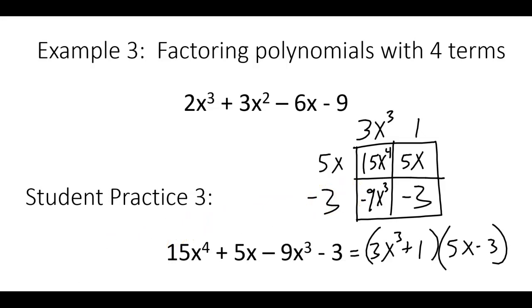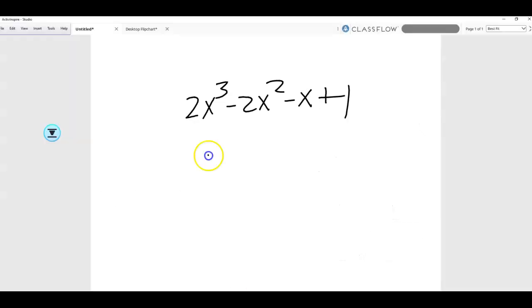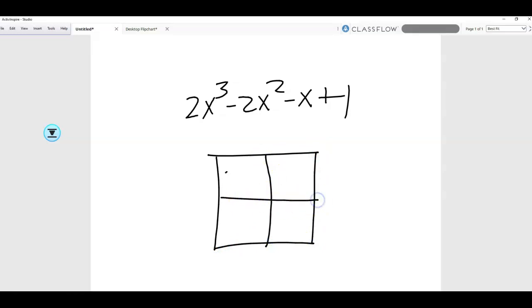Before we go on to the next one, let's talk about something else with these real quick. So this one's pretty much the same, with one little thing to be aware of.